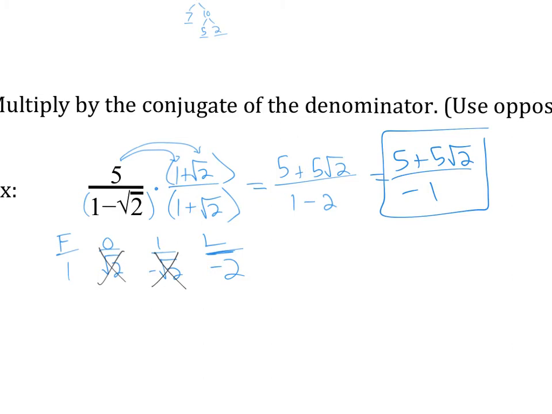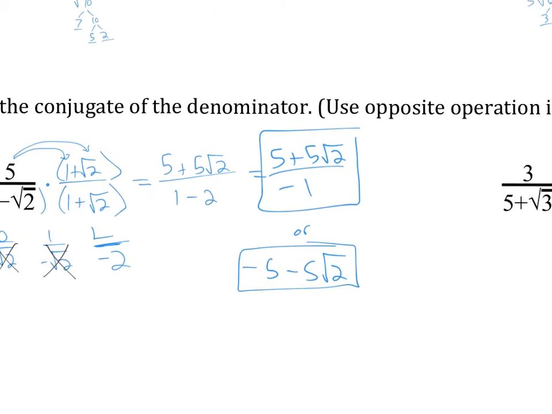Really, if we wanted to, we could also just divide each of those terms up top by negative 1. So another way to write that would just be negative 5 minus 5 times the square root of 2. So either way, I would accept. So we have another example.